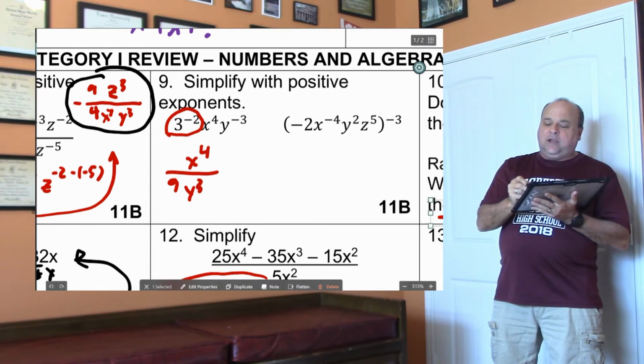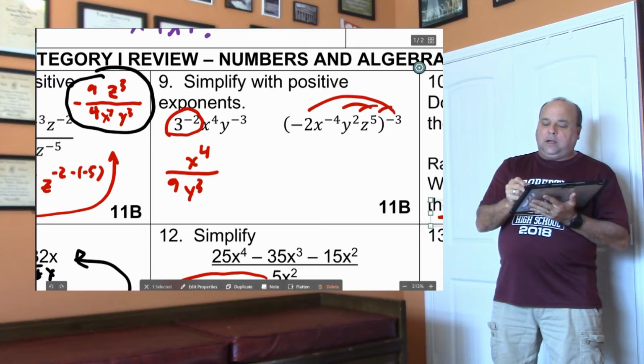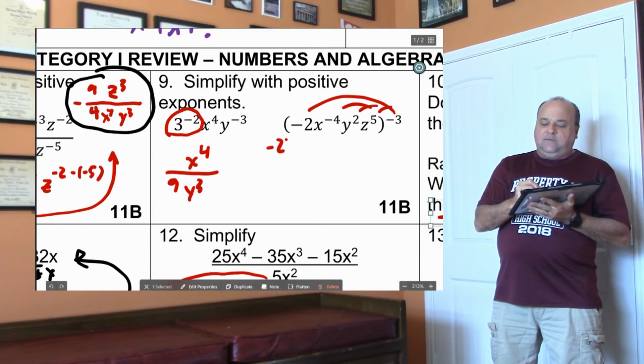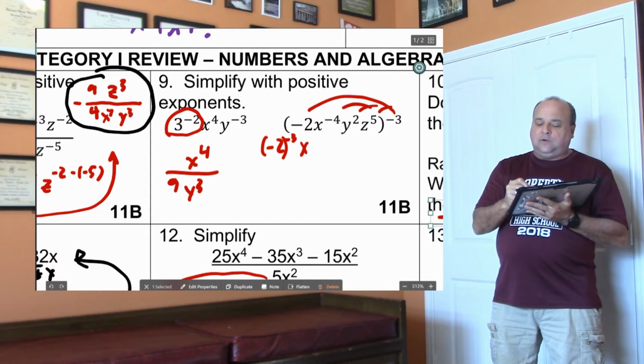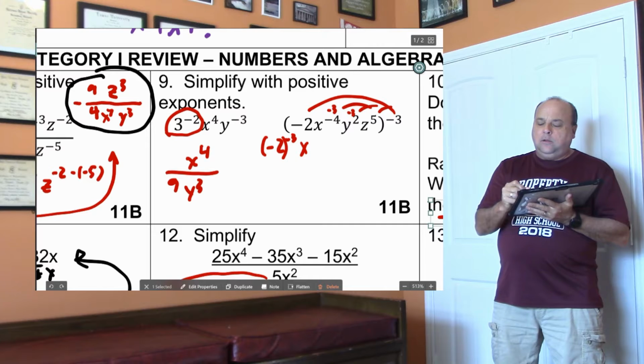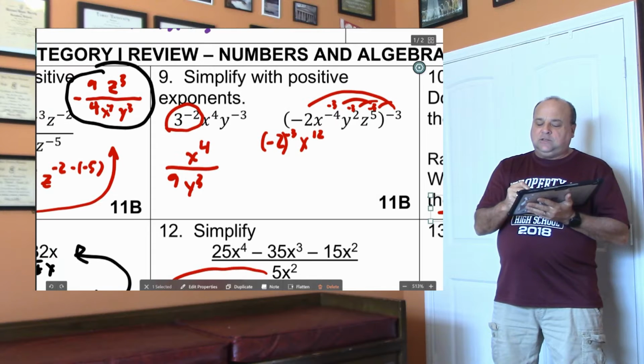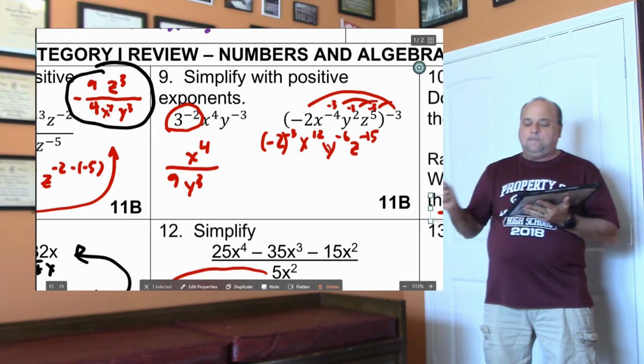Let's go to the next one. We got to distribute that -3. Okay, so we're going to have -2 to the -3, and this is in parentheses. Then we're going to have x, -4 times -3. I'm going to put -3 up here. So -4 times -3 is a +12. -3 times a +2 is a -6. And then -3 times a +5 is a -15.